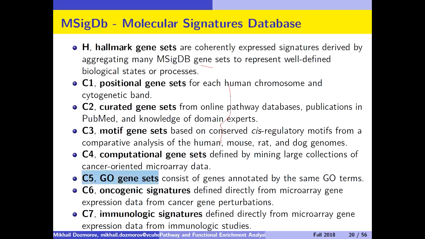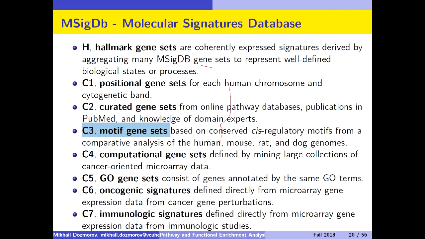This is C5, gene ontology. Remember, each gene ontology function contains a gene set corresponding to that function. Those gene sets corresponding to different gene ontologies are assembled in MSigDB as well. It also has computational gene sets.